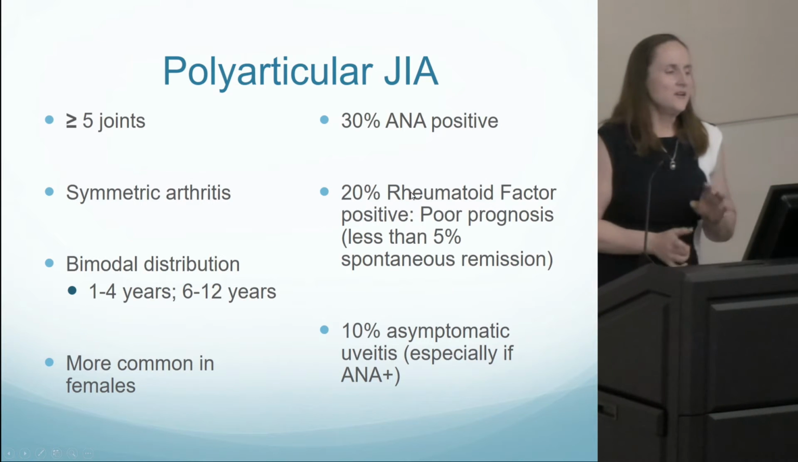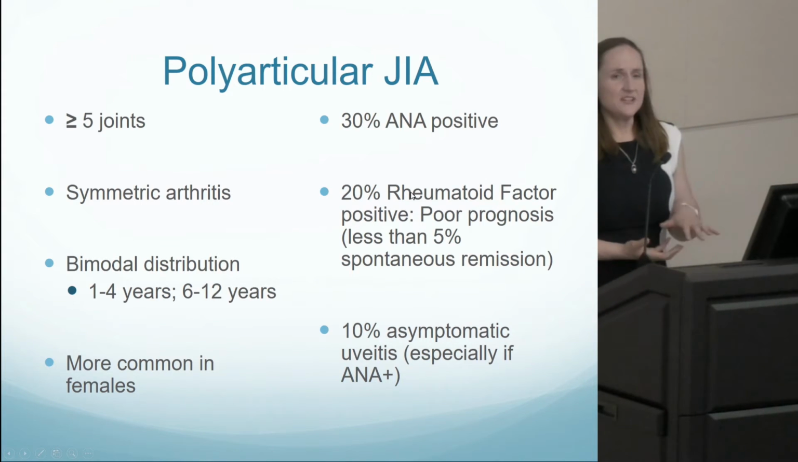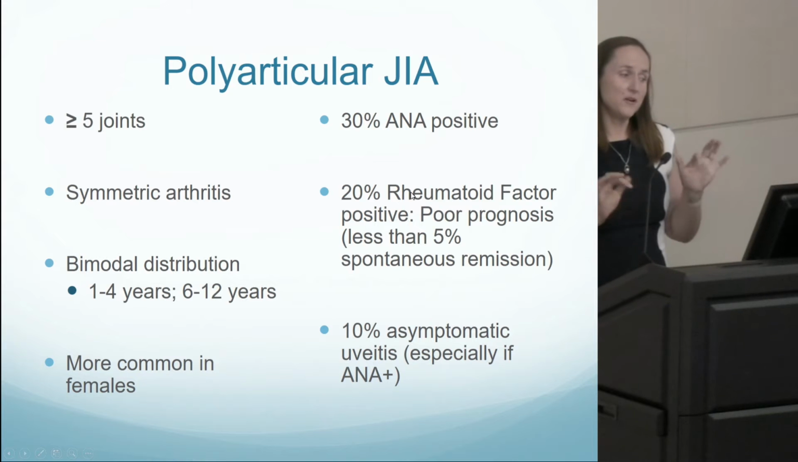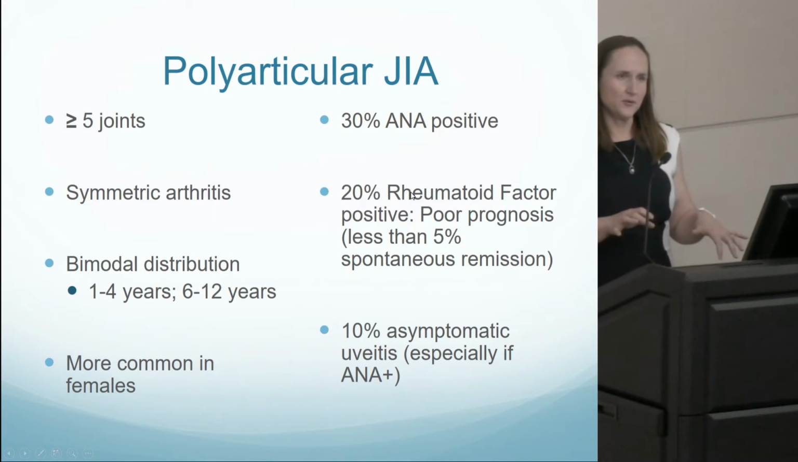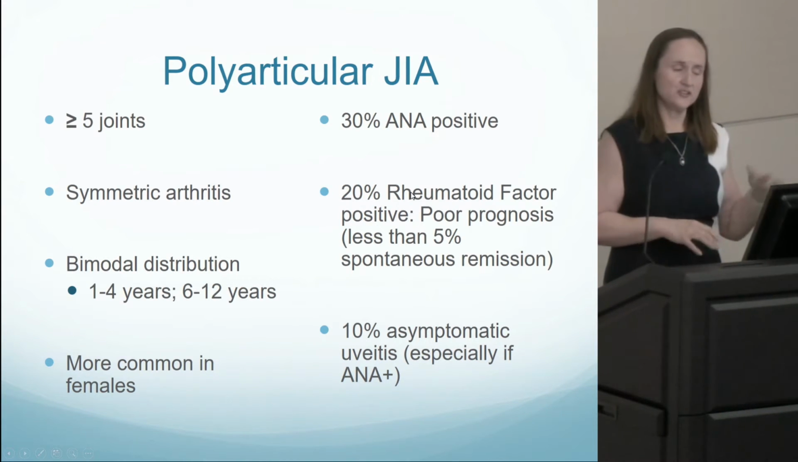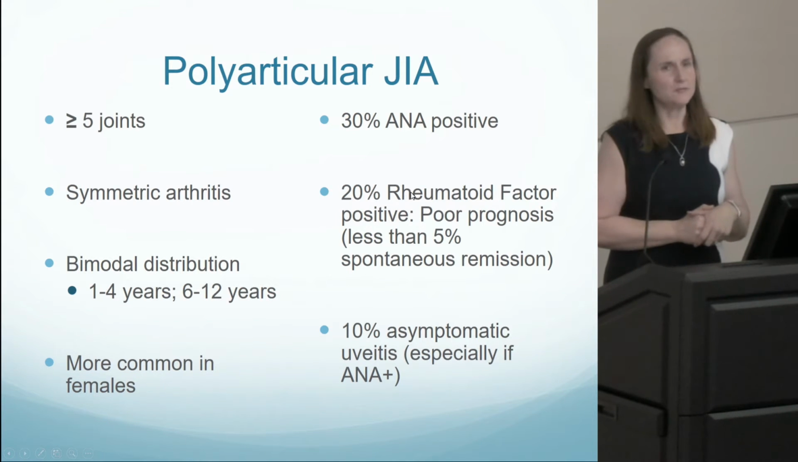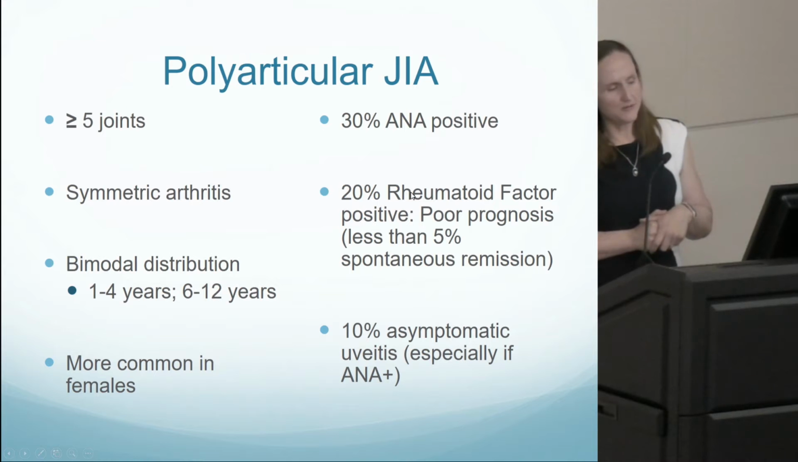Okay. So this is polyarticular arthritis. So by definition, they have 5 or more joints. They most frequently have a symmetric type arthritis. The age distribution includes 1 to 4 as well as kind of a later onset school age years. Again, like most things in rheumatology, it's much more common in females.